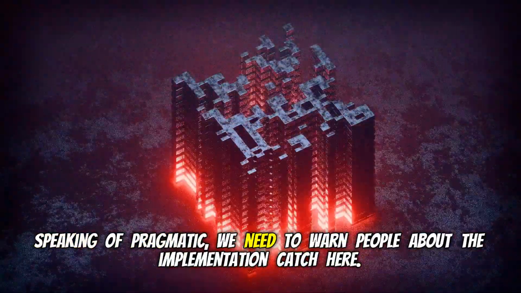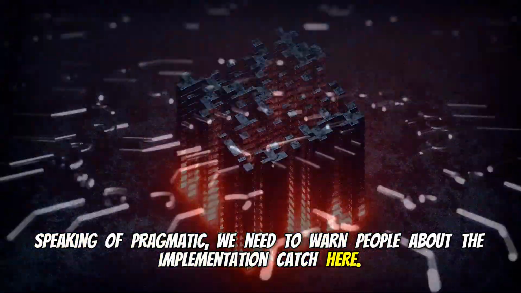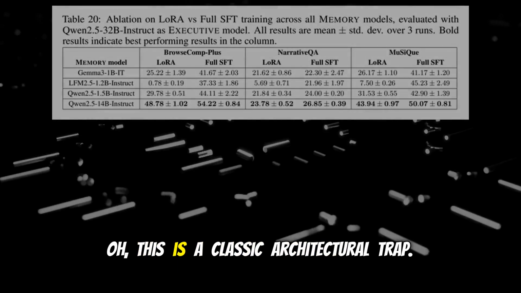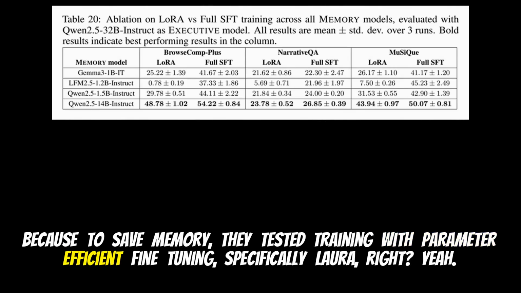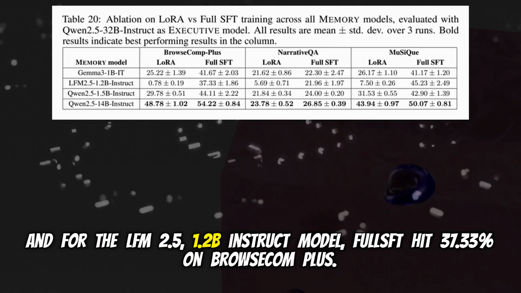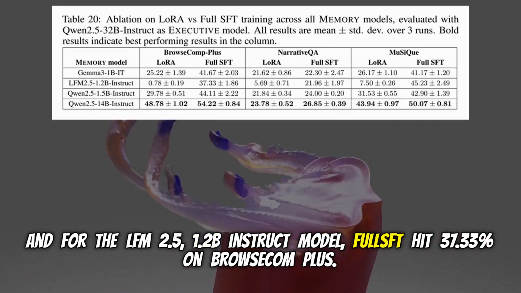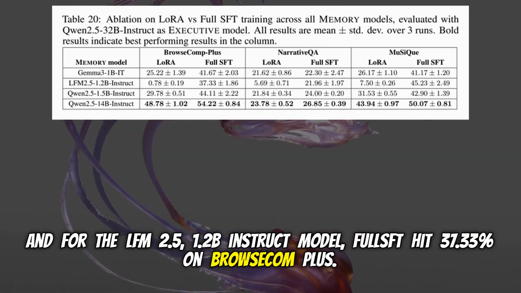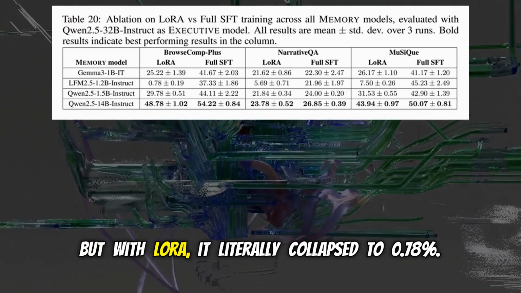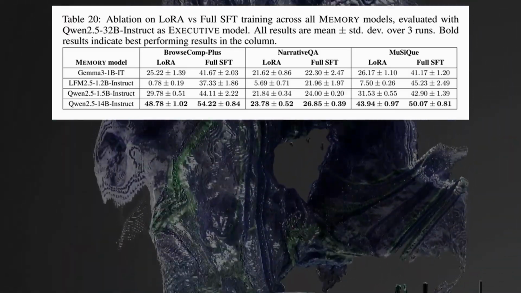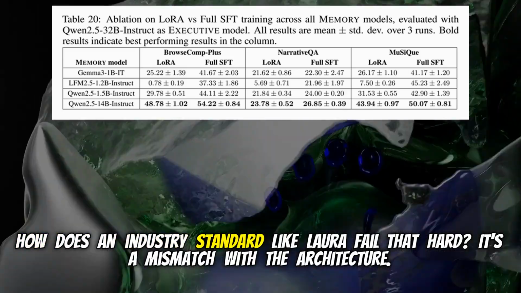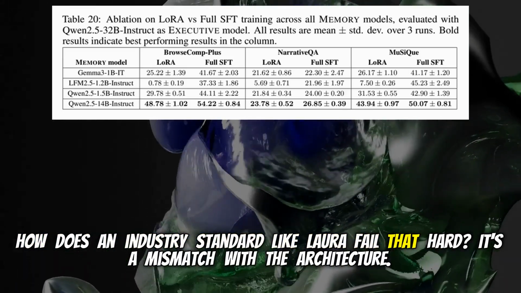Speaking of pragmatic, we need to warn people about the implementation catch here, the LoRA versus full SFT issue. Oh, this is a classic architectural trap. Because to save memory, they tested training with parameter-efficient fine-tuning, specifically LoRA, right? Yeah, and for the LFM 2.5 1.2B Instruct model, full SFT hit 37.33% on BrowseComp-Plus. But with LoRA, it literally collapsed to 0.78%. Less than 1%. How does an industry standard like LoRA fail that hard?